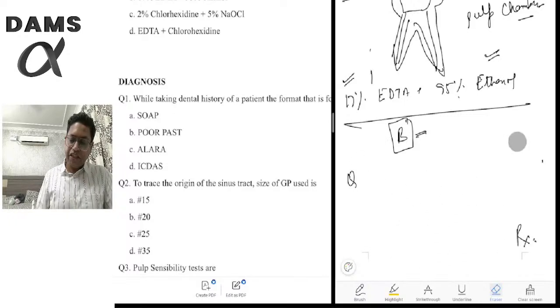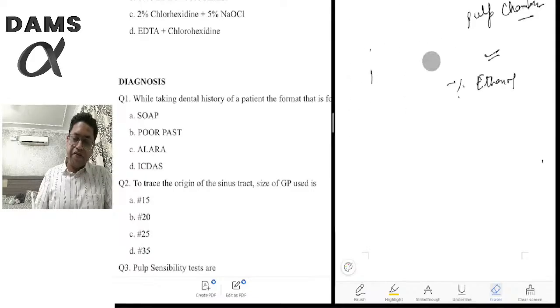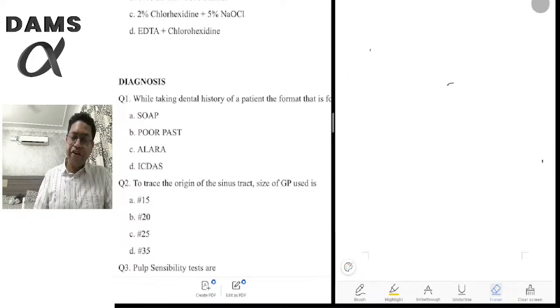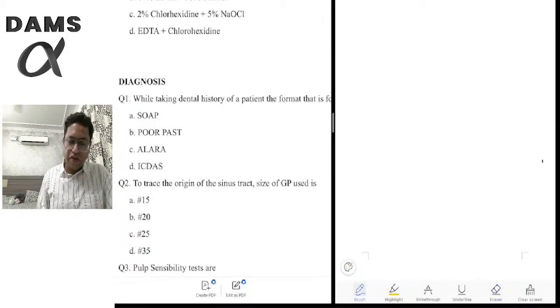What is PAR PAST? For determining the prognosis of particular teeth, we use the PAR PAST thing. ALARA is the principle of as low as reasonably achievable, that we should always use the minimum amount of radiation for any clinical situation. ICDAS is International Caries Detection and Assessment System. So answer would be option A.